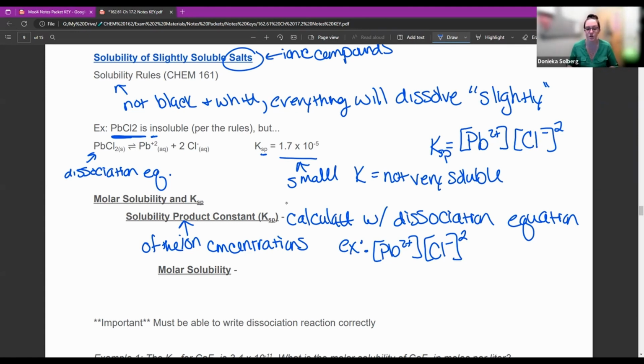So this term molar solubility, molar meaning molarity, is a term we use to describe how soluble something is.